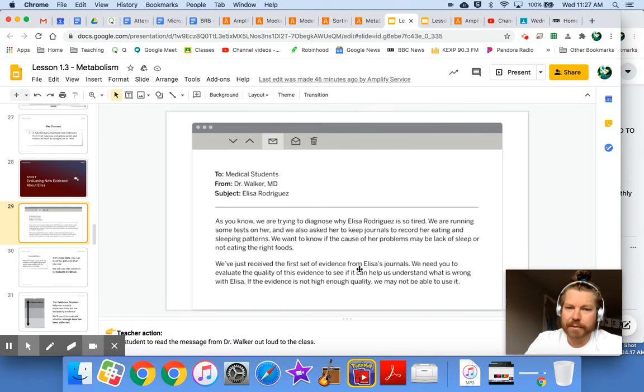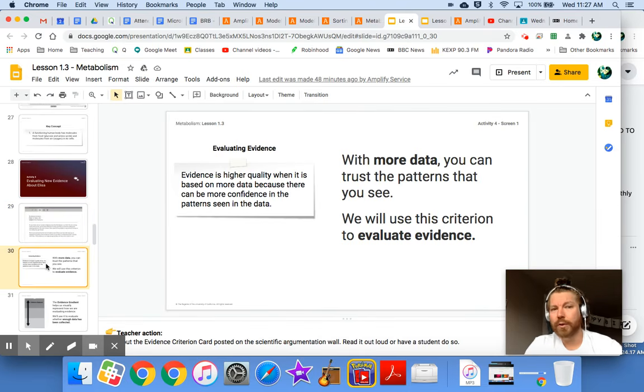"We've just received the first of a set of evidence from Elisa's journals. We need you to evaluate the quality of this evidence to see if it can help us understand what is wrong with Elisa. If the evidence is not high enough quality, we may not be able to use it." Okay, so coming back again to evaluating evidence. Evidence is higher quality when it is based on more data because there can be more confidence in the patterns seen in the data. Let's look at an example of this.